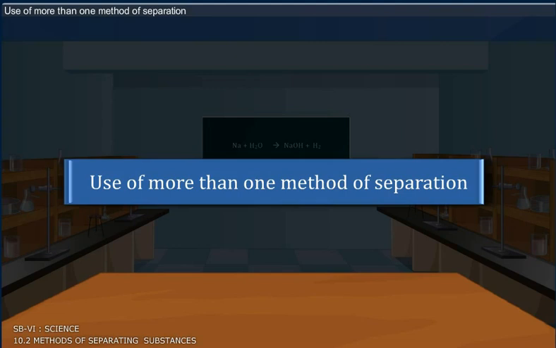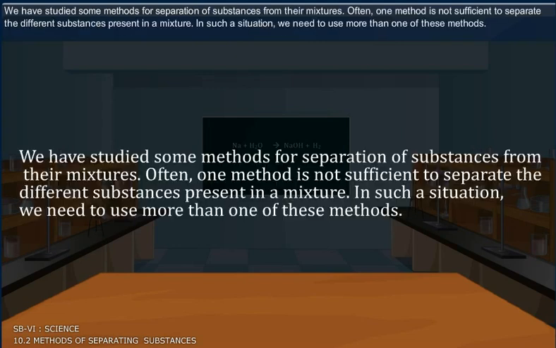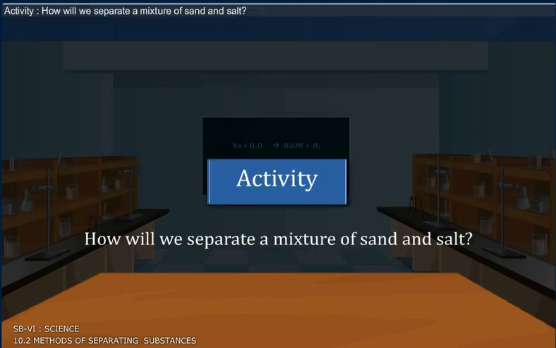Use of more than one method of separation. We have studied some methods for separation of substances from their mixtures. Often one method is not sufficient to separate the different substances present in a mixture. In such a situation, we need to use more than one of these methods. Activity. How will we separate a mixture of sand and salt?